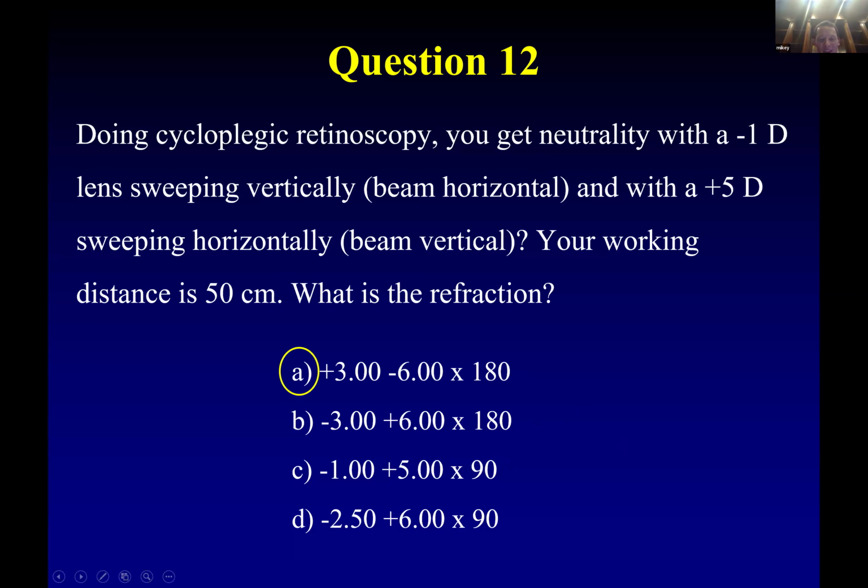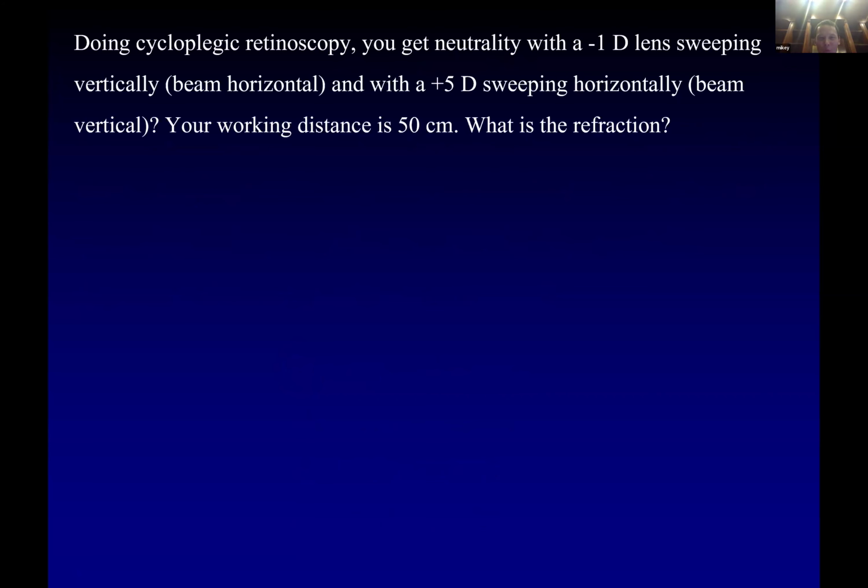One is just the way. So the answer to this is A. Let me show you how we get there. One of the weird things about this is that the orientation is awkward, right? Because when your beam is horizontal, you're sweeping vertically. So one's horizontal, one's vertical, and it's sometimes hard to know which is which.